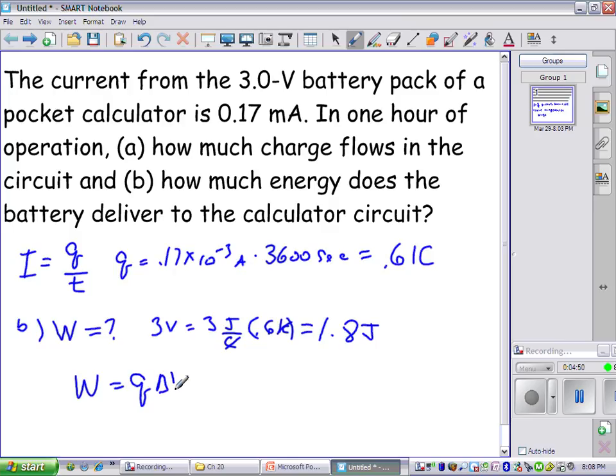So we know that volts is a joule per coulomb, Q is coulombs, so it leaves us with joules. So here's a new equation we came up with just now on solving this problem. So now we actually have two equations we're working with.